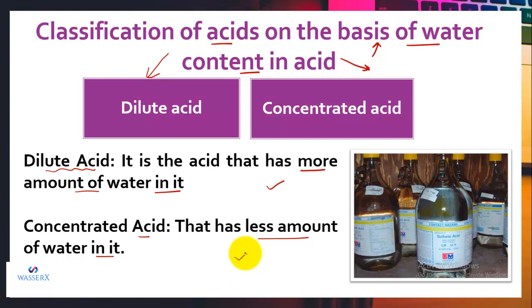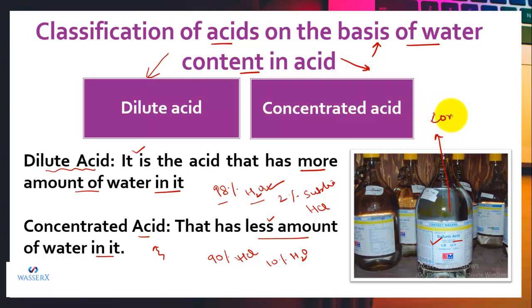Let's explain this by taking an example related to percentage. Let's say I have 98% water and 2% of the given substance, like HCl. Then the acid form will be dilute because it has enough water. And if I take, let's say, 90% HCl and only 10% water, that means it has less water, so it will be regarded as a concentrated acid. This percentage may vary, this is just an example. In the figure you can see sulfuric acid. This sulfuric acid is a concentrated acid. Likewise, you can prepare them in a dilute form also.